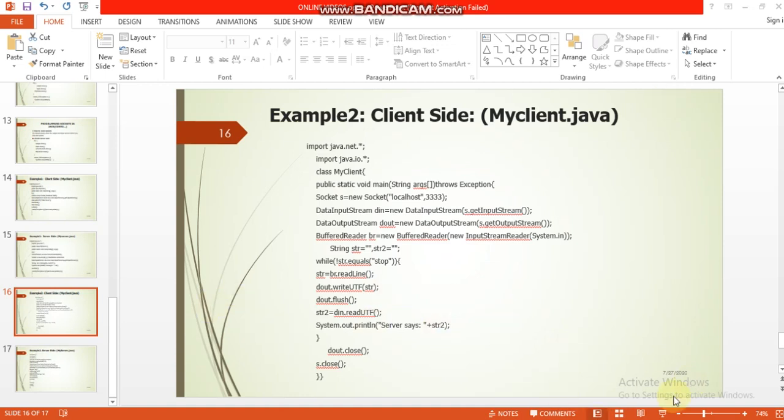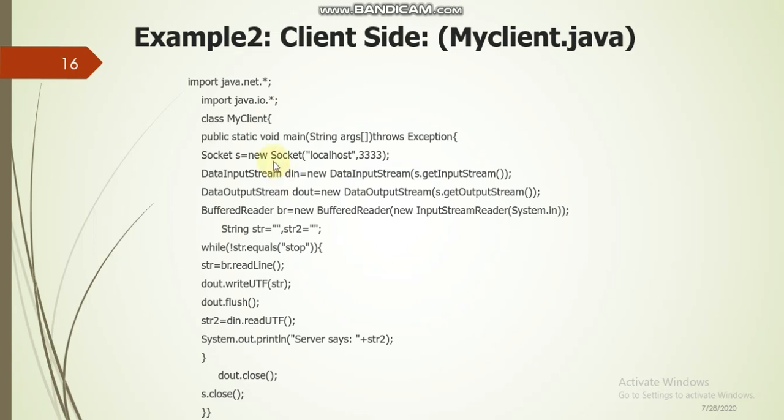Now we need to see how to write our programs in a way that when we run the client program and the server program, these will now be able to send and receive messages to one another. We have imported our package here, java.net. We have imported another package, java.io.*. The class name is MyClient. We have written our main method here while throwing exceptions.